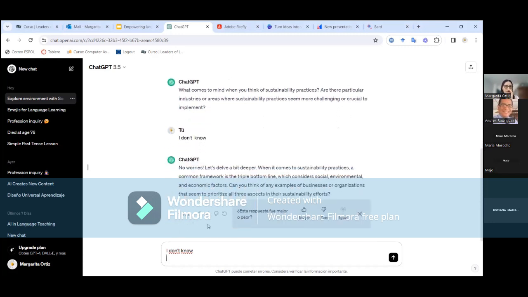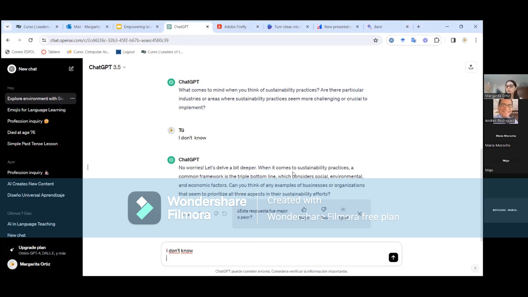Okay, there you are. You see, and now it's going to help me understand more in depth about this topic. But the way that it's going to help me is not by giving me answers, but by asking me more questions. That's how the Socratic method works, okay? How can you use this in class?